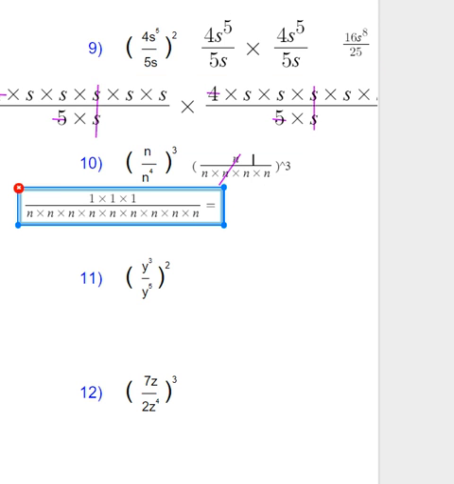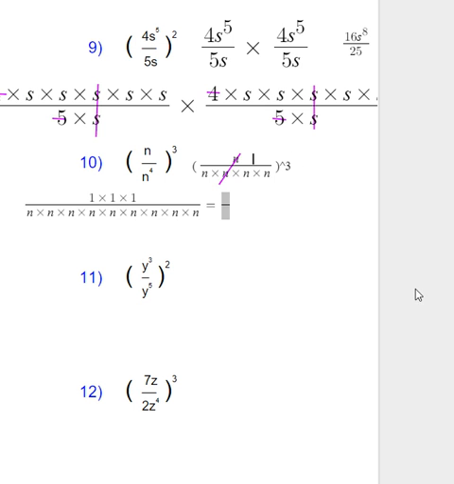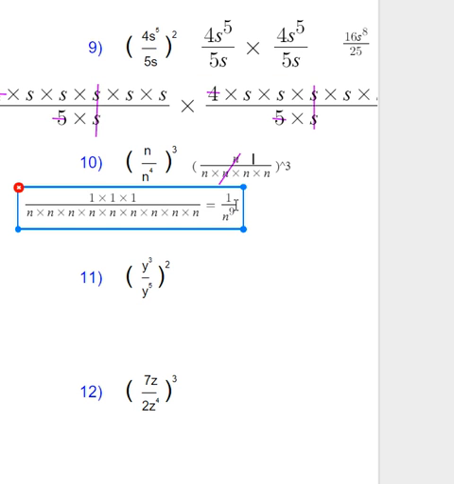Equals 1 times 1 times 1. What is that? Well, that's just 1. And 9 n's multiplied together would be n to the 9th power. And that is the answer. That is the simplified version of number 10.